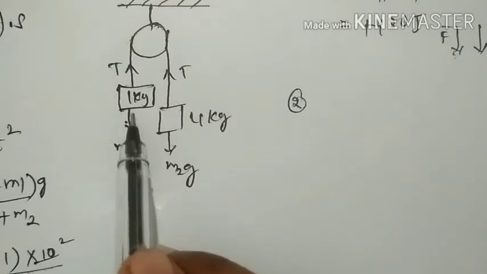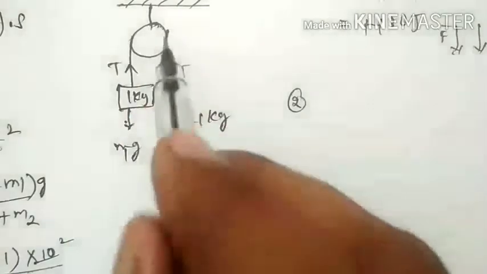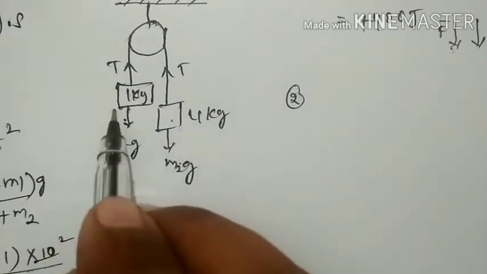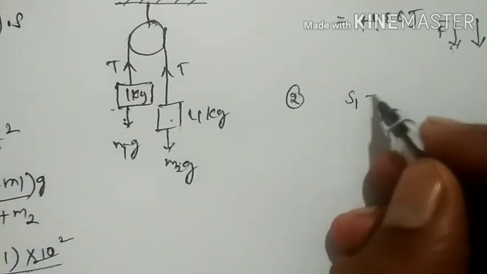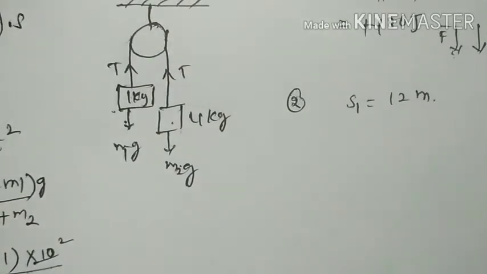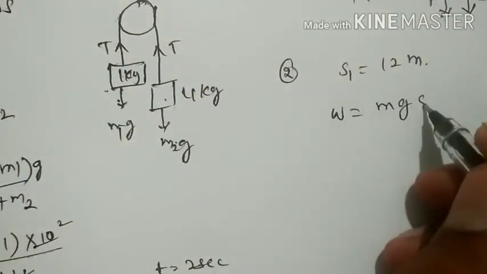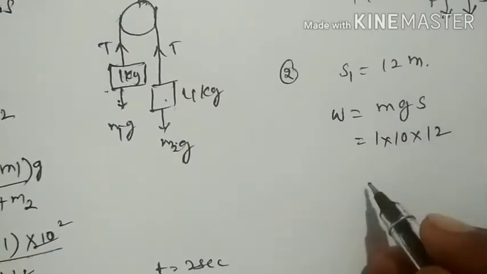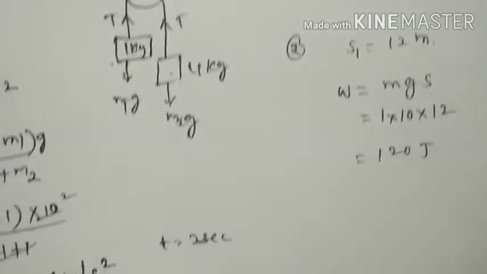The 4 kg block and the 1 kg block are connected by a string. So if the 4 kg block comes down by 12 meters, then the 1 kg block moves upwards by 12 meters. So the displacement of the 1 kg block is also 12 meters. You need not calculate separately. By using W is equal to mg into S, here 1 kg into 10, S is 12, it is 120 joules.